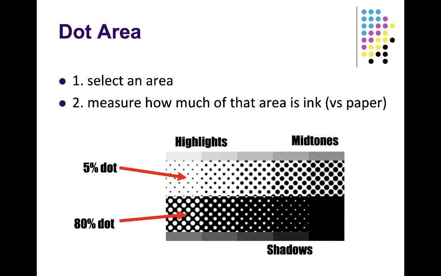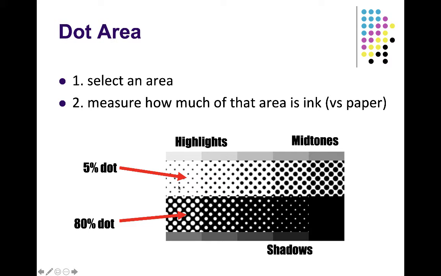Regardless of the modulation, a given area will have a dot area percentage. To measure this, an area is selected, usually a very tiny area, and in that tiny area, we measure how much of that area is covered with ink versus paper.